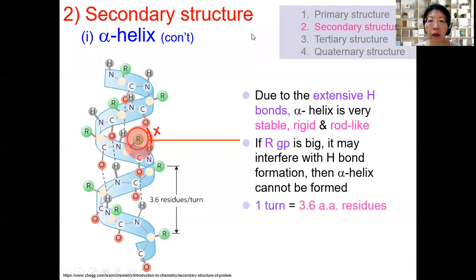Now, 1 turn of this coil is made up of 3.6 amino acid residues. That means when your eyes look from the top, it makes exactly 1 complete turn. All right, that means 1 complete turn seen from the top is actually 3.6 amino acids.